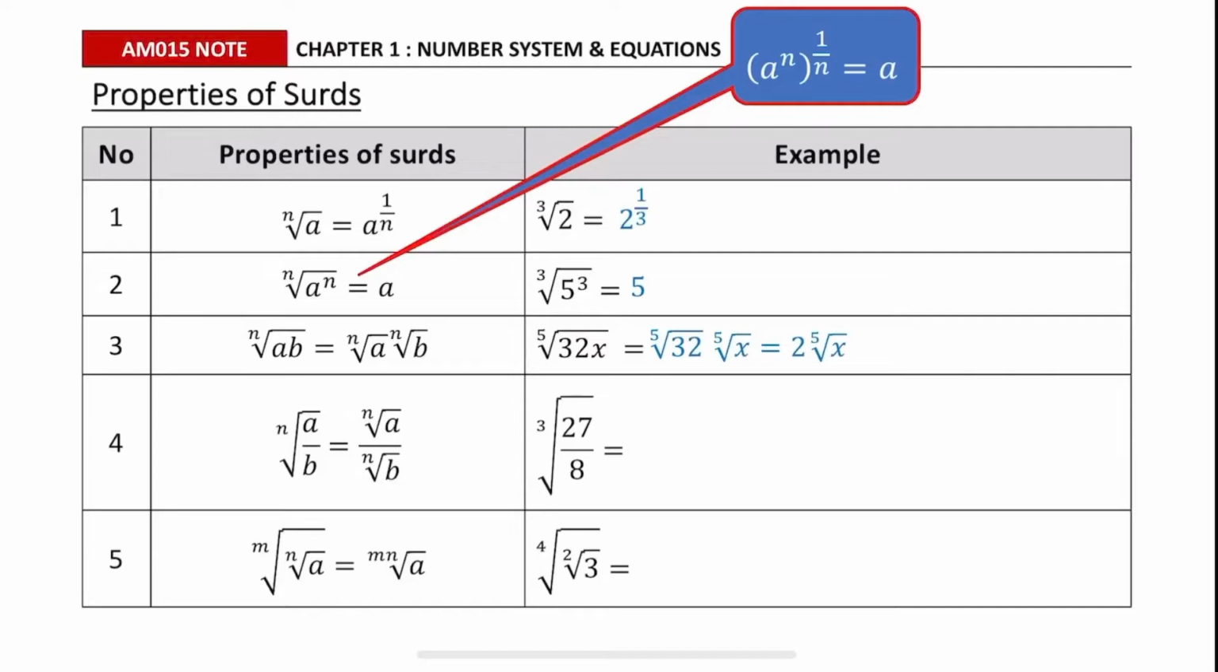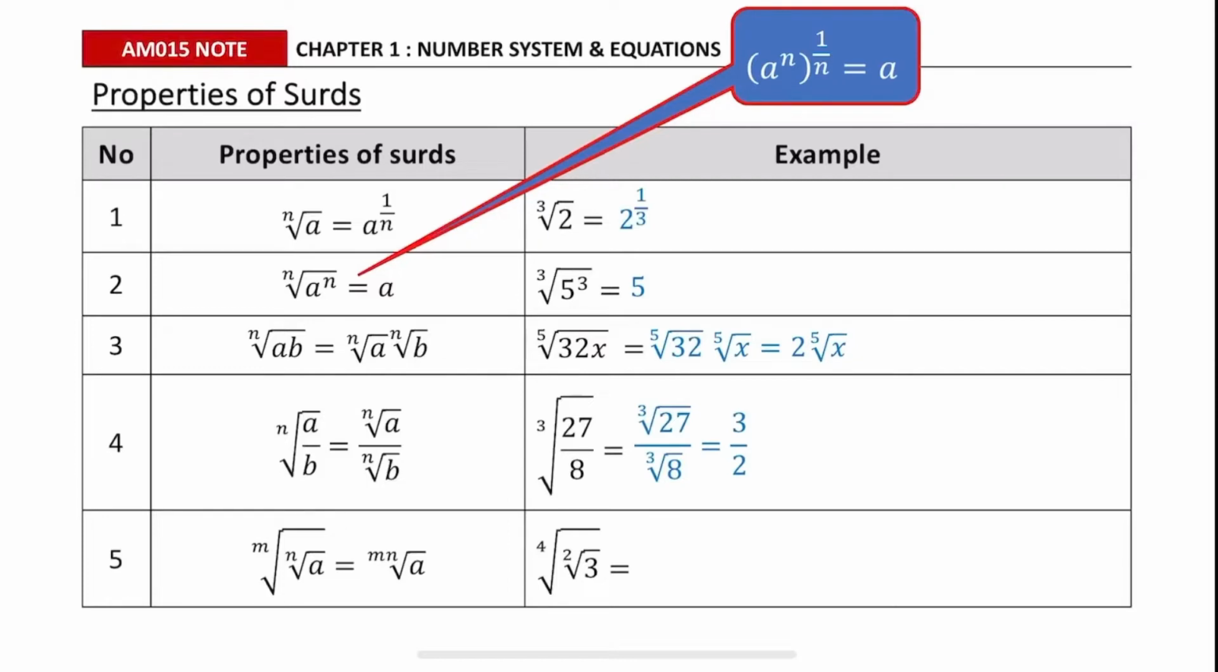The fourth property is that the nth root of a over b is equal to the nth root of a divided by the nth root of b. This is just the same as the third property, where we can split the surds. The example is the cube root of 27 over 8, which is equal to the cube root of 27 divided by the cube root of 8, which can then be simplified to 3 over 2.